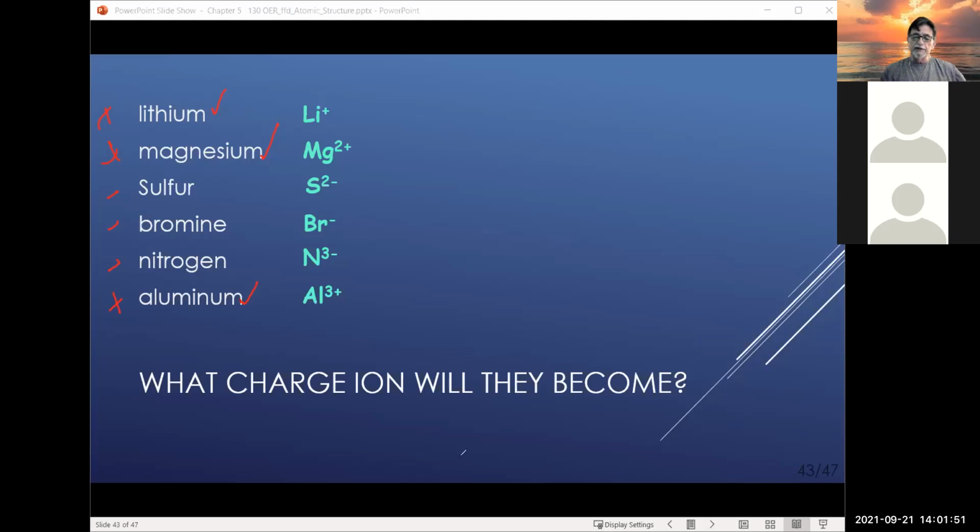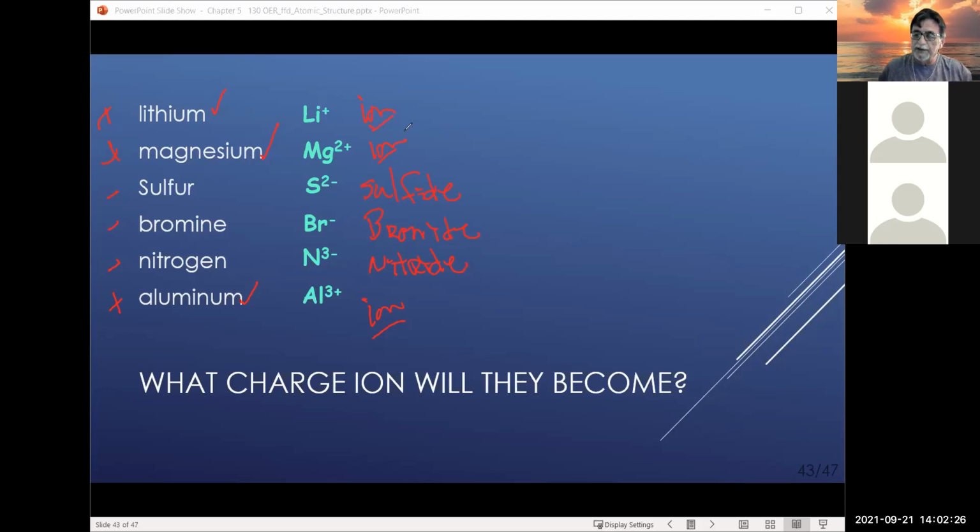Now, of these here, names change. So going from sulfur, it becomes sulfide. Bromine became bromide. Nitrogen became nitride. Lithium stays lithium, but now we just call it the lithium ion, magnesium ion, and the aluminum ion. Okay? That's it. They don't change the name other than adding the ion.